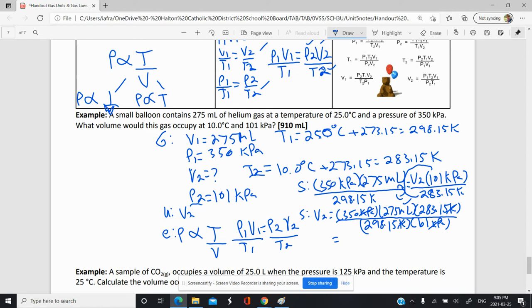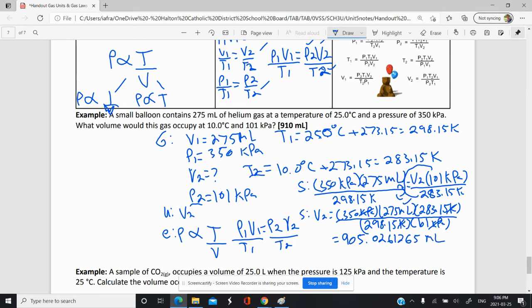And so let's do 350 times 275 times 283.15 divided by 298.15 divided by 101, and we get 905.0261265 milliliters.